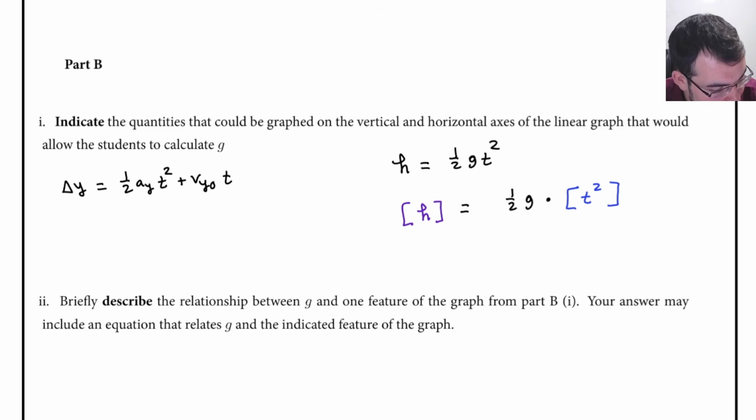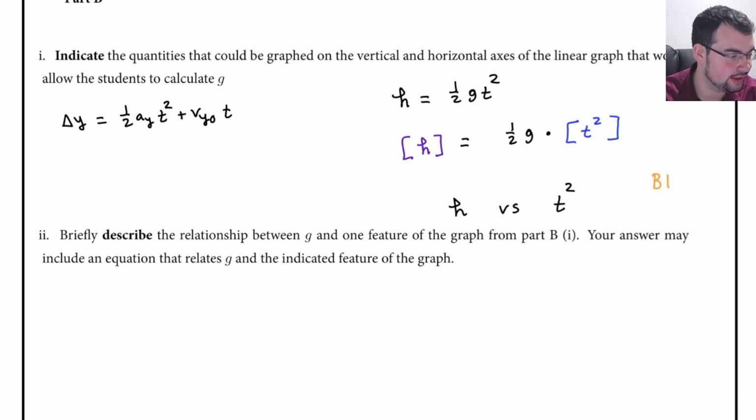So we can graph h versus t squared. Anything equivalent to that works. You can transform this however you'd like. If you want to put 1/2 in the box, you can do that. If you want to multiply 1/2 to the other side and put it in the h box, you can do that. All that stuff works.